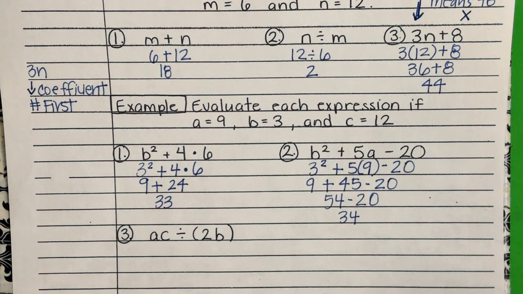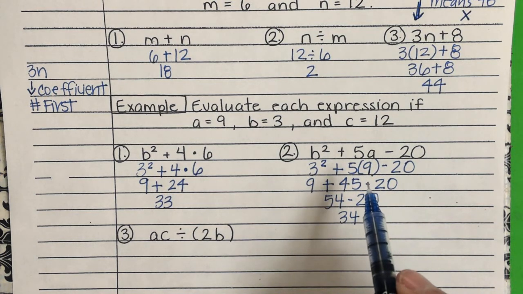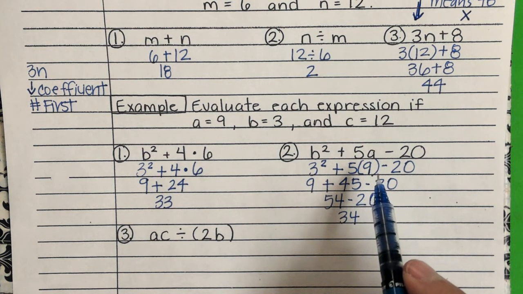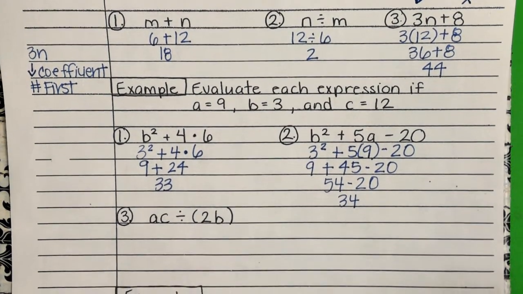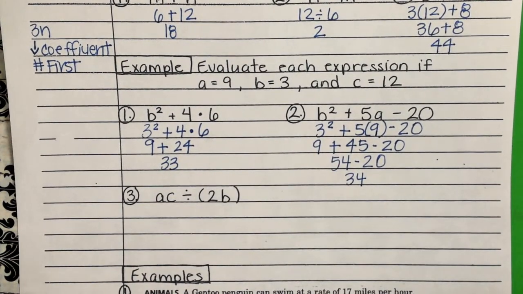Why did it go down to 45? 5 times 9. Remember, those parentheses mean to multiply. Oh. Yeah. Okay? Let's look at the third one.